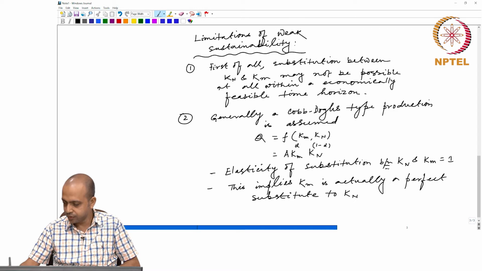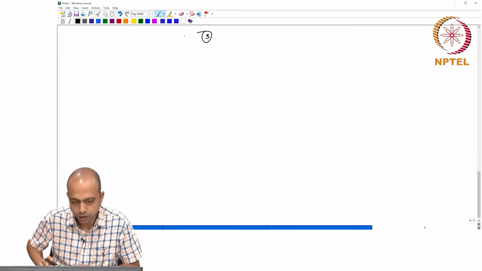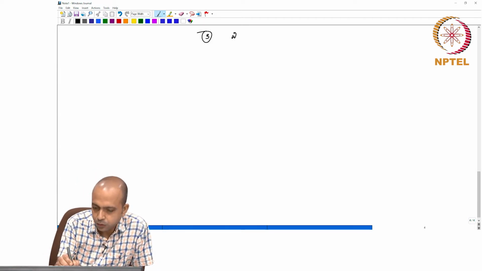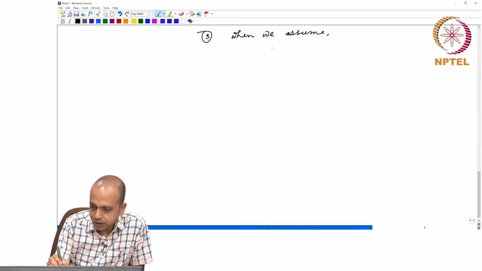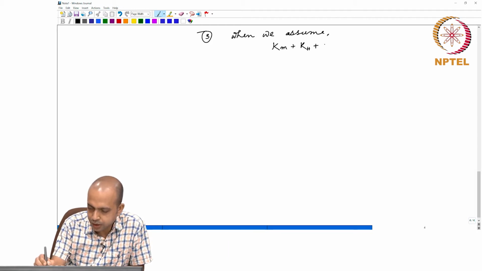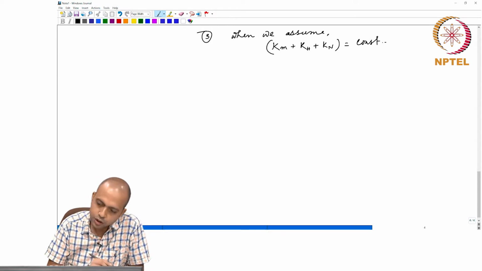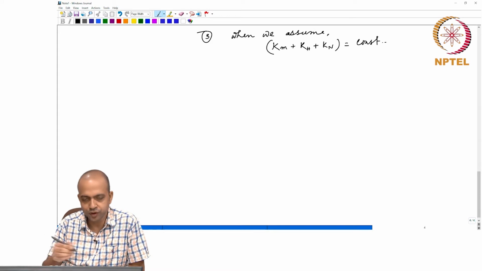Then limitation number 3. What it says is that when we assume Km plus Kh plus Kn equals a constant, that means we are trying to get the aggregated value of different forms of capital.